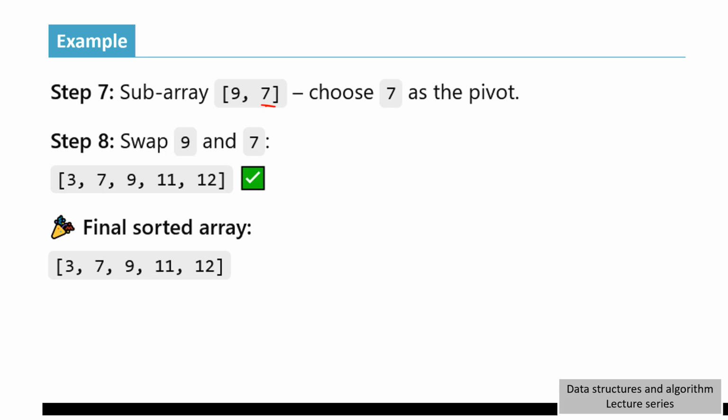So you are selecting 7 as this. So again swap 9 and 7, as 9 is greater than 7. So 9 will go on the right side of 7 and you will ultimately get 3, 7, 9, 11, 12. Finally, sorted array.